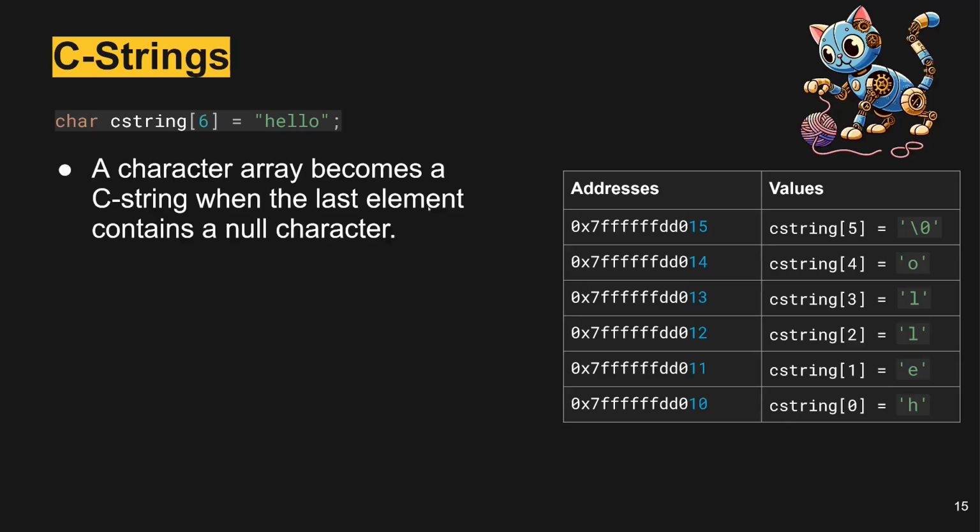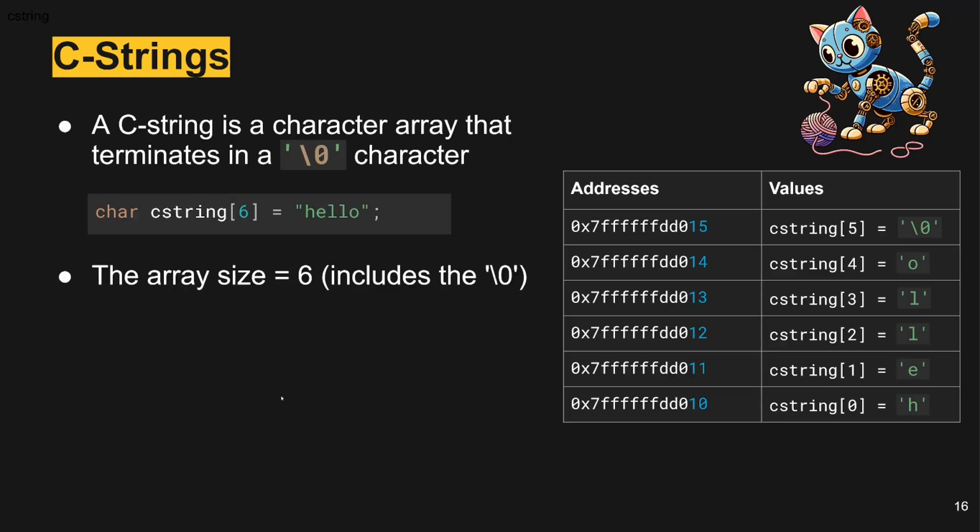So, as I said, a character array becomes a C-string when the last element contains a null character. And so when we have hello here, it looks something like this. H-E-L-L-O, and then it ends with this. So this allows us to, for example, use a while loop that will loop through all of these values until it hits this \0, even though we don't know necessarily how long it is. So it terminates with the null character.